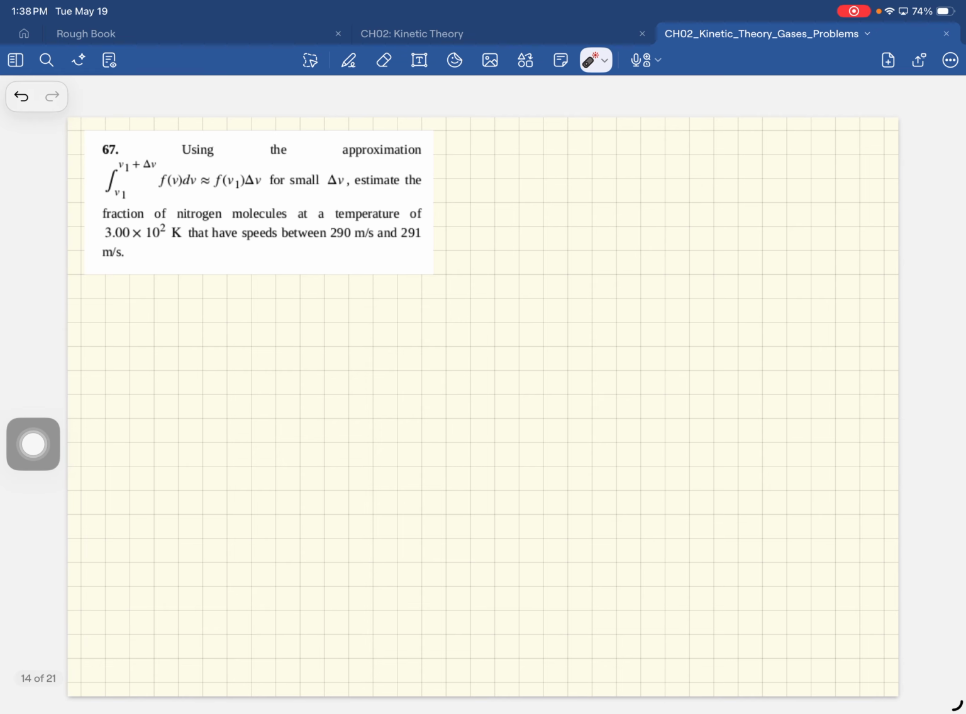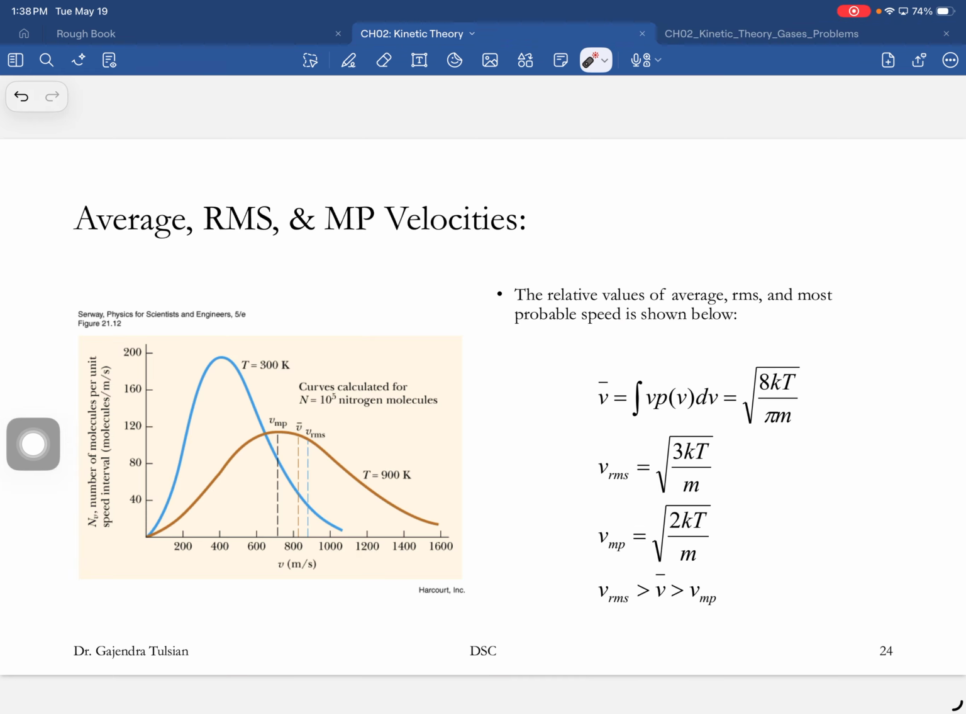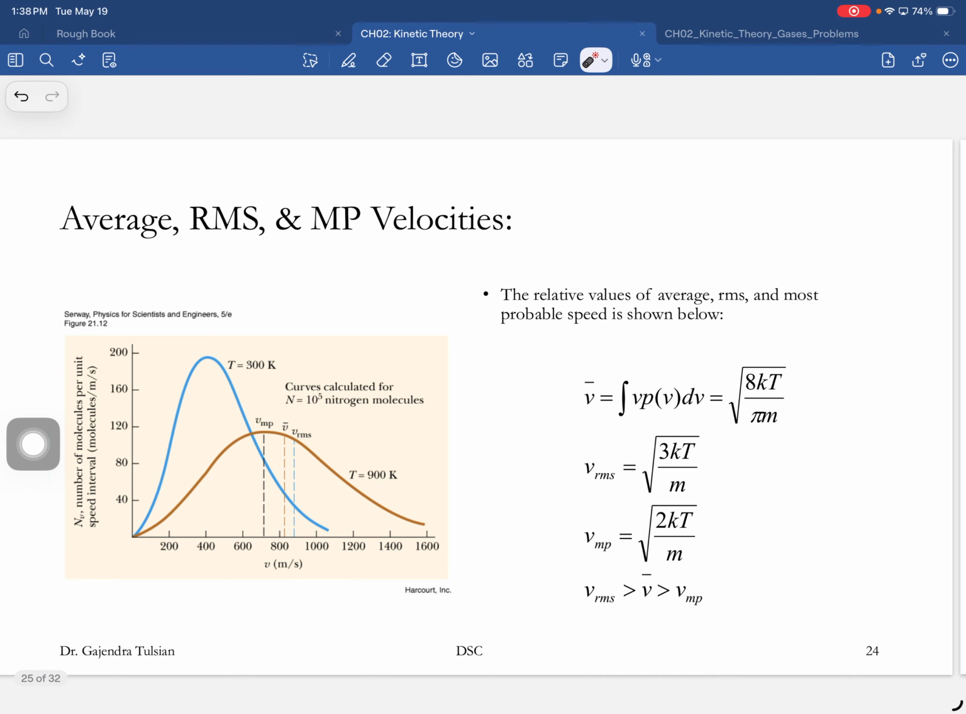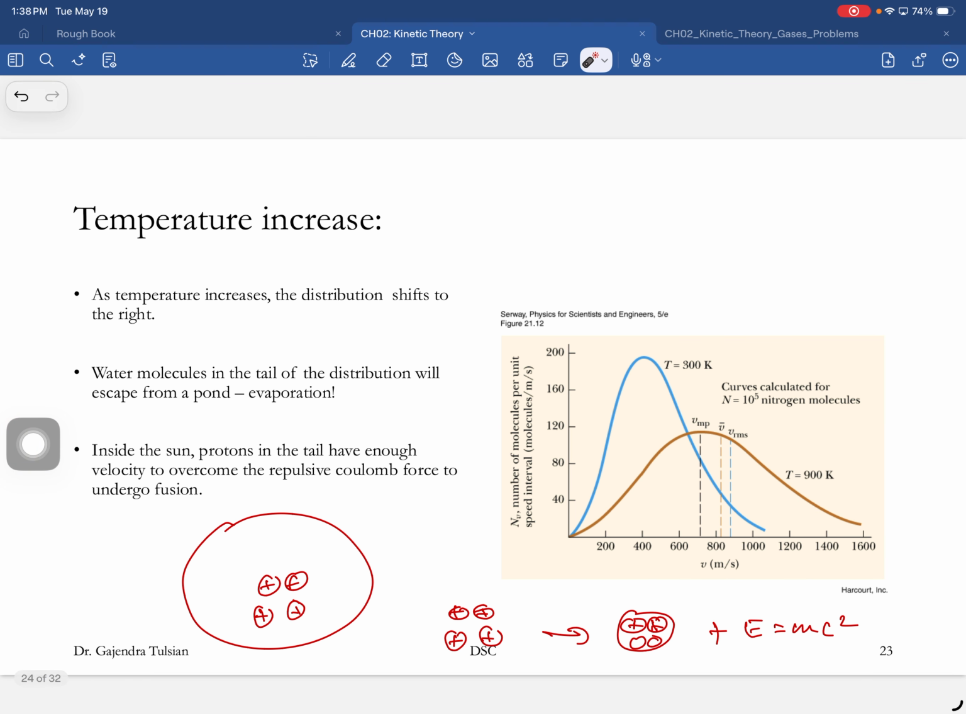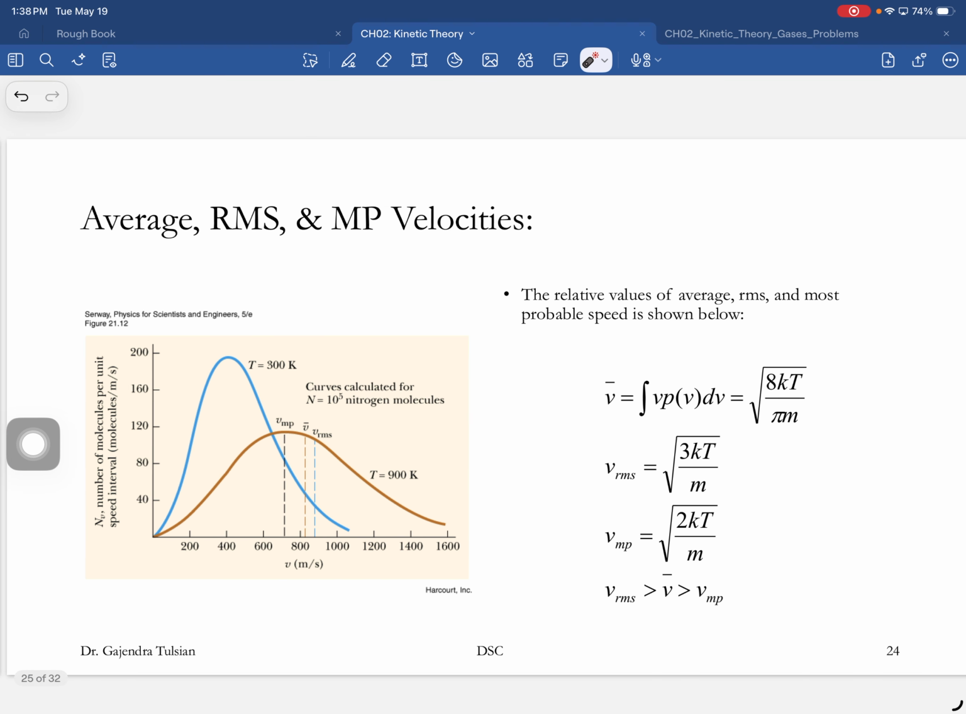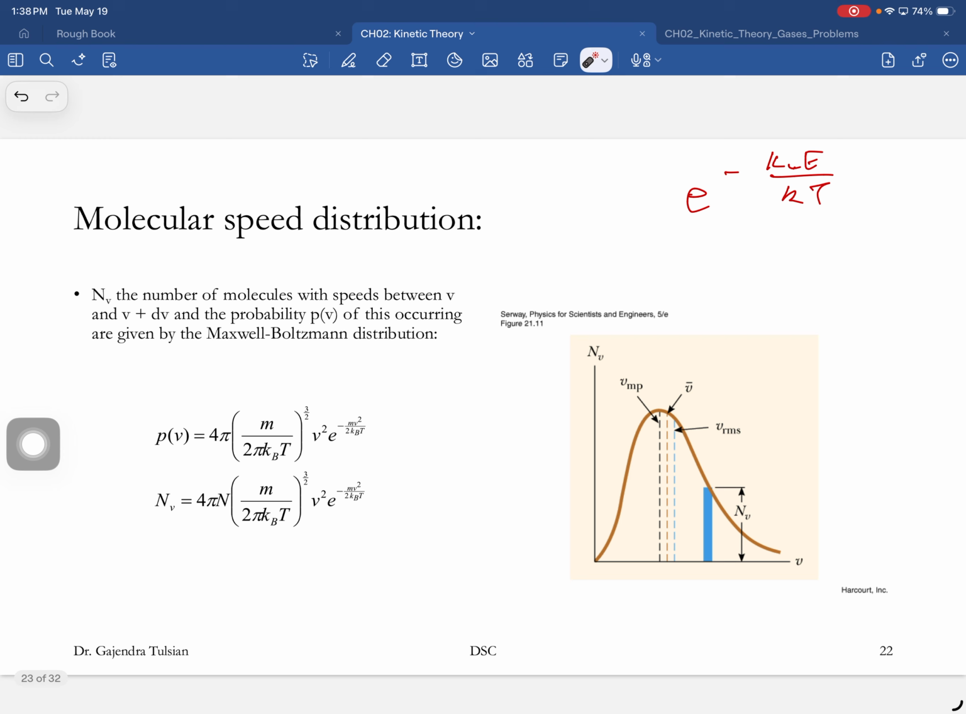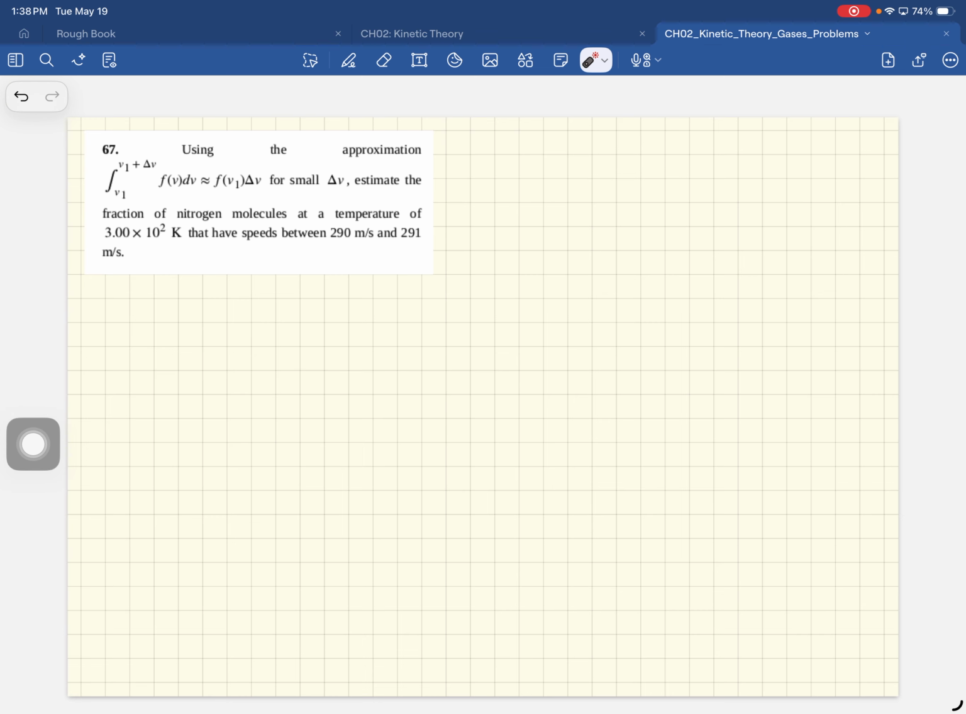Okay, one more problem. The air inside a hot air balloon has a temperature of 370 Kelvin. What is the temperature in this room? 300 Kelvin. So in a hot air balloon, you're increasing the temperature by about 20%. So what happens? Pressure is N over V times kT. What is the pressure of the air in the hot air balloon?